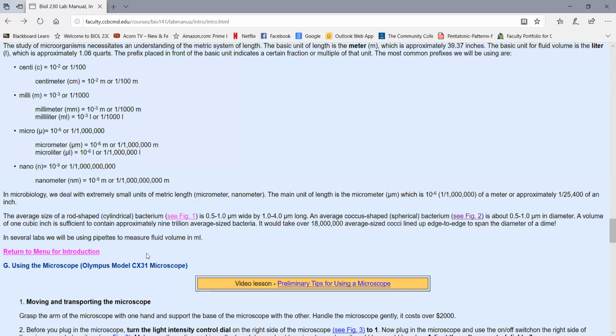And of course, in a number of labs, we'll be measuring fluid volume in milliliters using pipettes. So those are the metric units we'll be using during the course, and you need to know those by the time we get to lab 1 and our first lecture.